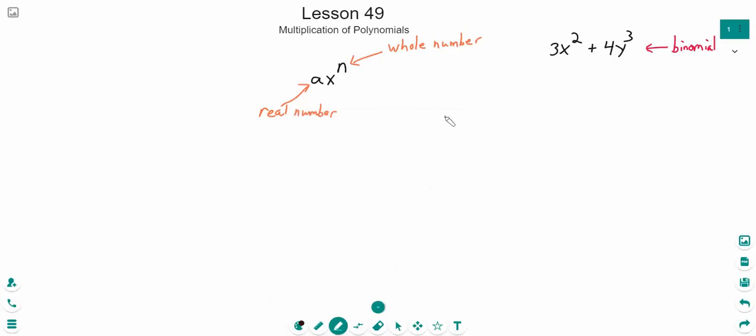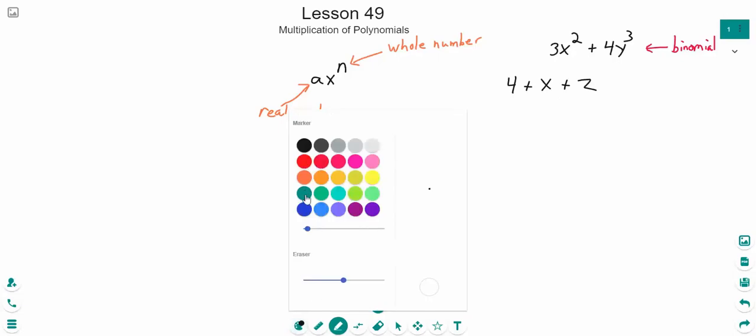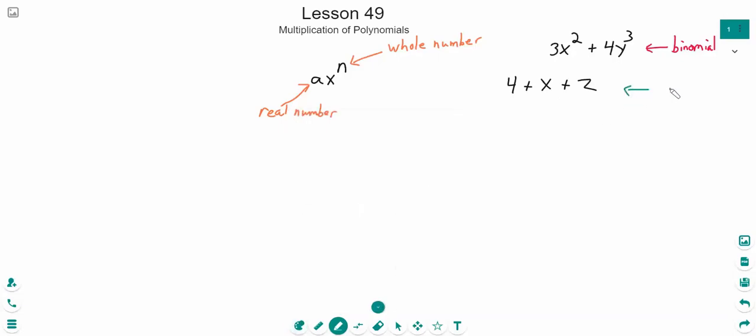We also have maybe something that looks like this: 4 plus x plus z. This would also be a polynomial, and in particular, we could call this a trinomial, right? So this is all a review from yesterday.